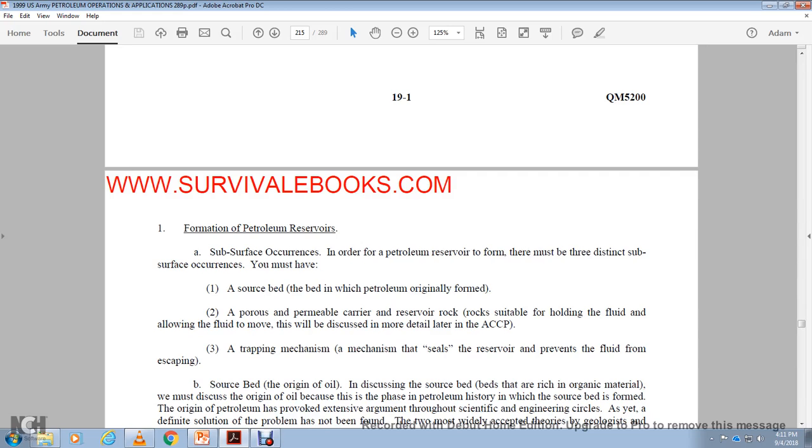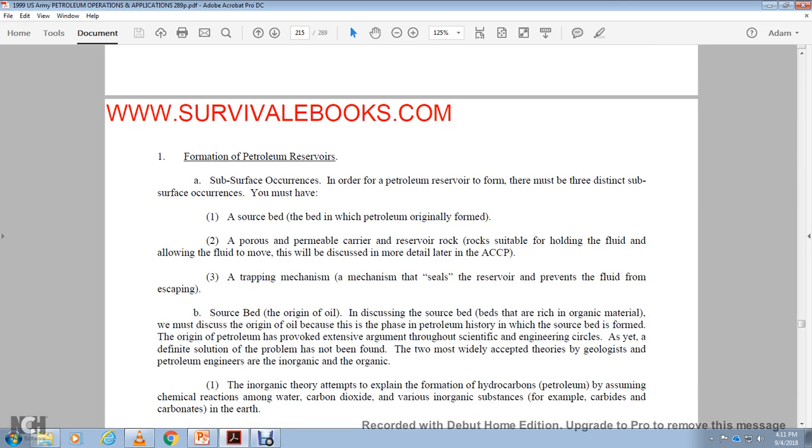There are three distinct subsurface occurrences. You must have a source bed where the petroleum originally formed, a porous, permeable carrier with a reservoir rock suitable for holding the fluid and allowing the fluid to move, and a trapping mechanism to seal the reservoir and prevent the fluid from escaping.